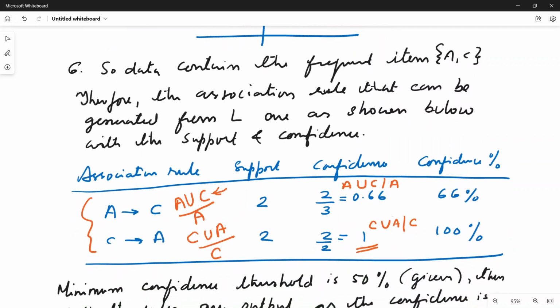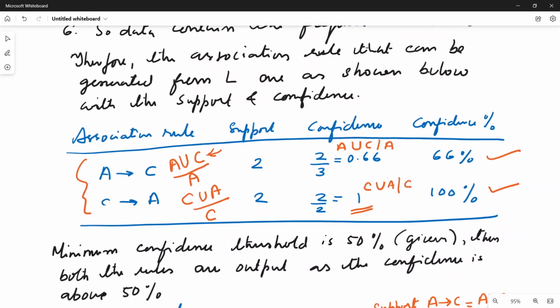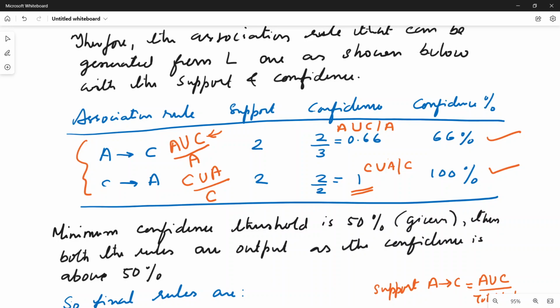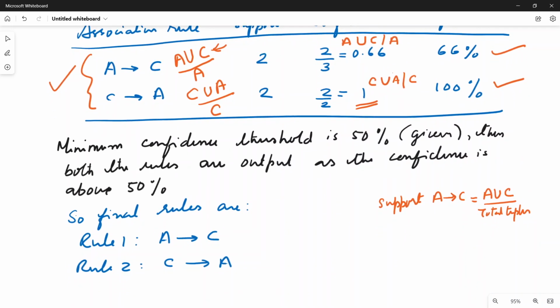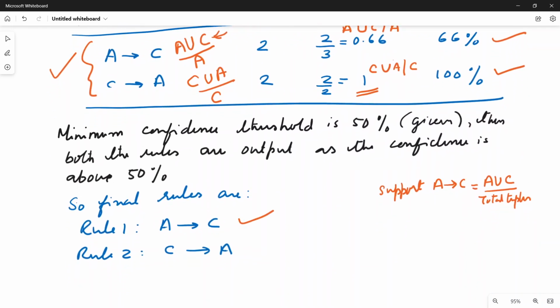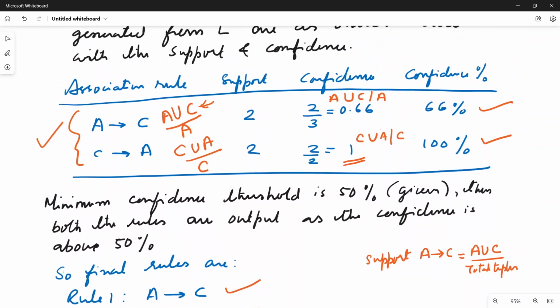And we found that the confidence level of association rule A to C is 66% and C to A is 100%. And as per our question, the minimum confidence level should be 50%. That means both the association rules A to C and C to A are satisfying this condition. That means we can take both the rules. So the final output will be the association rules A to C and C to A. Why has both the association rule been taken? Because it is satisfying the minimum confidence level of 50%.